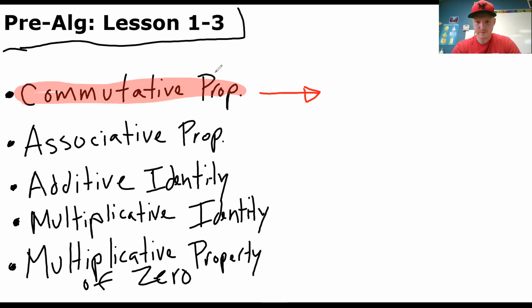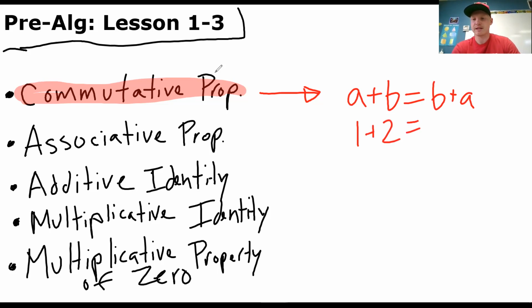With addition, pretty basic, we have a plus b equals b plus a. For example, if we have 1 plus 2, that's going to equal the same thing as 2 plus 1. We're going to have an answer of 3 for both of those, so those will be equal. So that's the commutative property of addition.